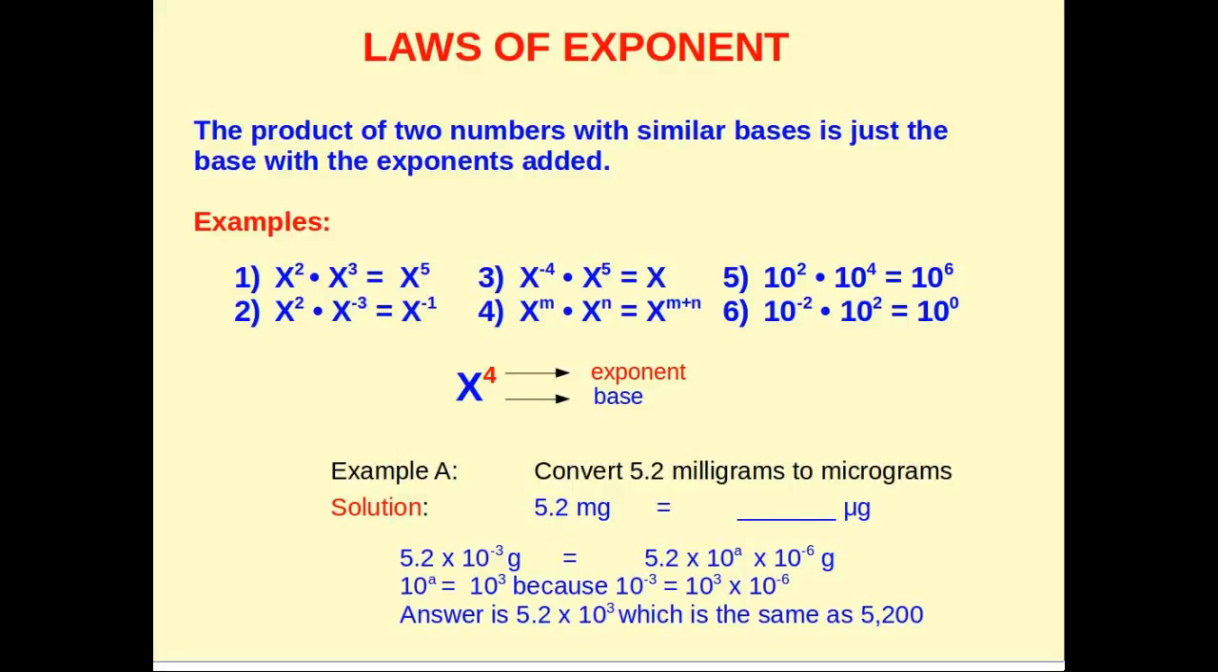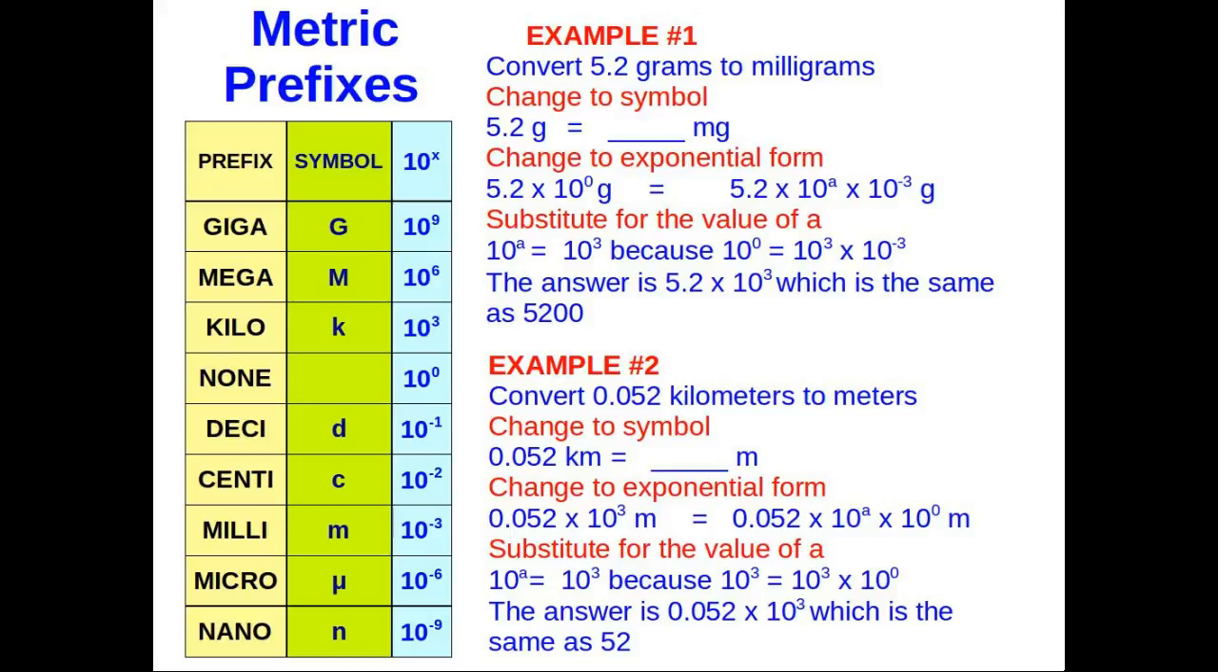Example number 2. Convert 0.052 kilometers to meters. Step A. Change to symbols. 0.052 km equals blank m. Step B. Change to exponential form. 0.052 times 10 to the positive 3 m is equal to 0.052 times 10 to the A times 10 to the 0 m.